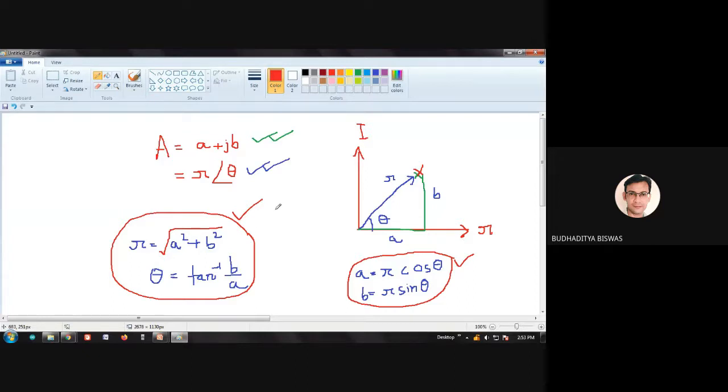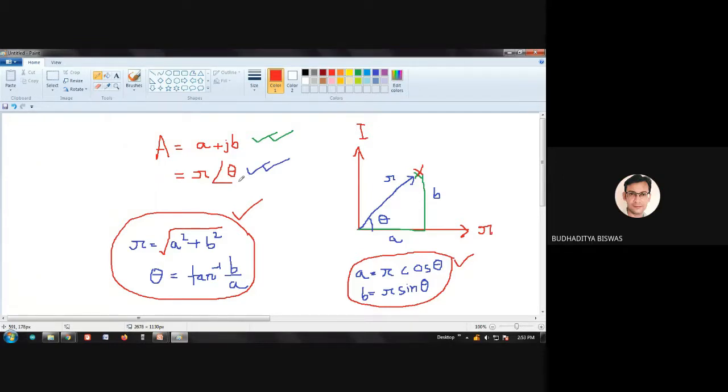Clear what is called the rectangular representation, what is called the Cartesian representation, and what is called the polar representation. The rectangular representation is generally not used. This is called the Cartesian representation, and this is called the polar representation. Everybody, is it clear? Yes sir, it's clear. Whom it is not clear, please say.